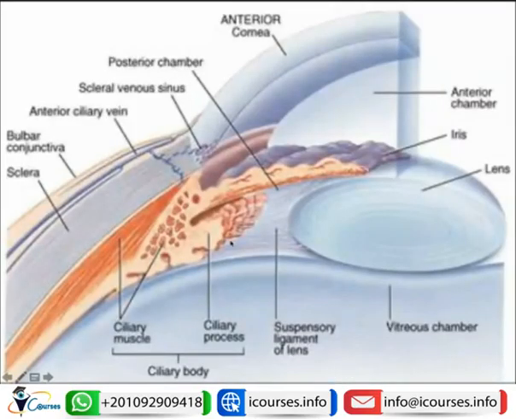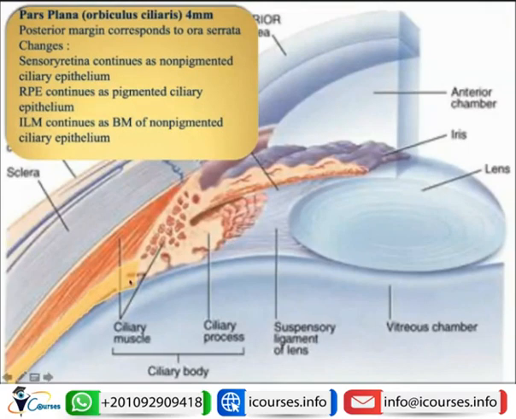Then we come to the epithelial portion. The epithelium portion of the ciliary body is formed from the anterior 1/3 and posterior 2/3. The posterior 2/3 is called the pars plana or orbiculus ciliaris. You remember that it is the origin of the posterior zonular fibers. It is about 4 millimeters, and its posterior margin will be connected to the ora serrata.